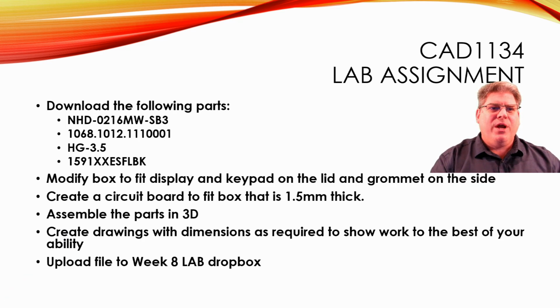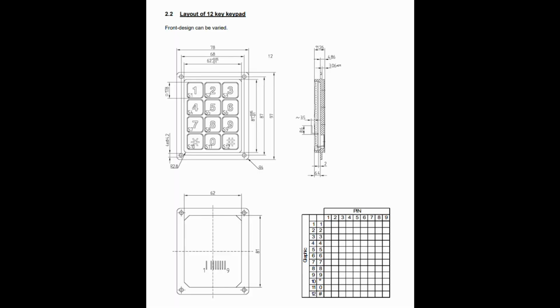For this week's homework assignment, we have another fairly hefty bit of kit to make. This time I want you to import this box. This is 1591XXESF, and BK for black. If you don't end up with the black one, that's okay. I also want you to import this New Haven display here, the 0216MW. I also want the HG-315, which is a grommet. You're going to have trouble finding this keypad. That's somewhat intentional. The idea is that I want you to create a keypad as a placeholder.